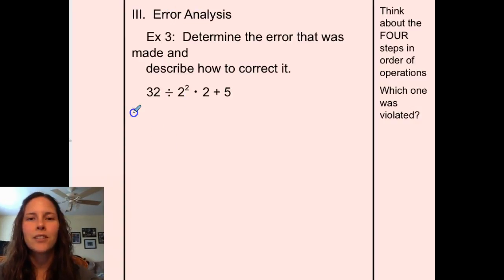Now I have an error analysis question. I'm going to run through this problem and I will make a mistake, and I would like you to find and fix the mistake that I make.